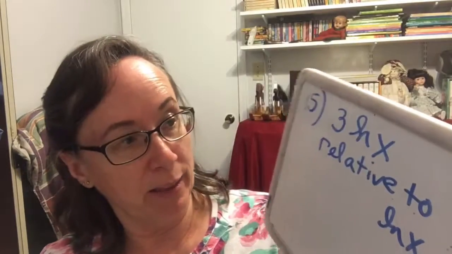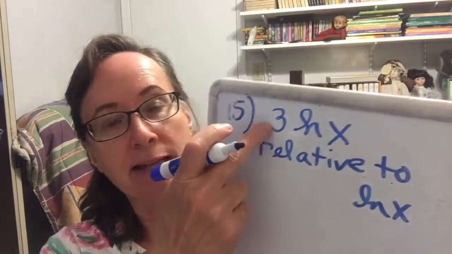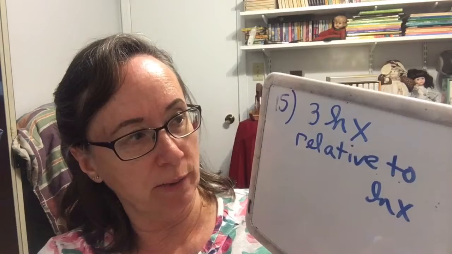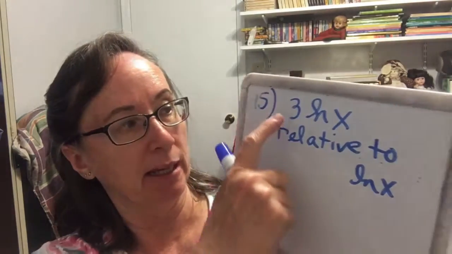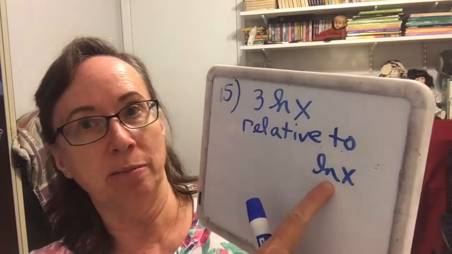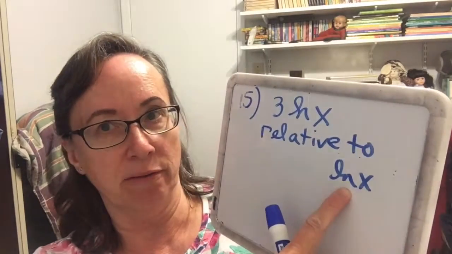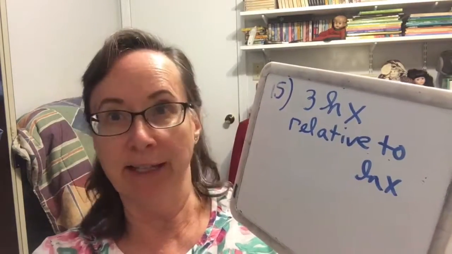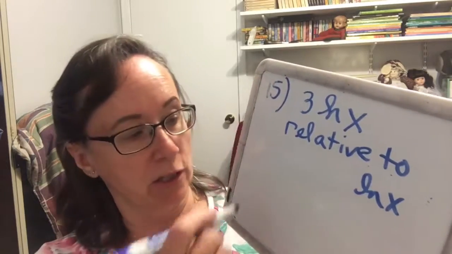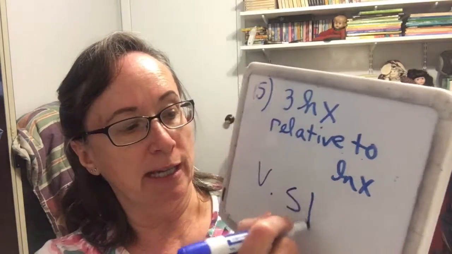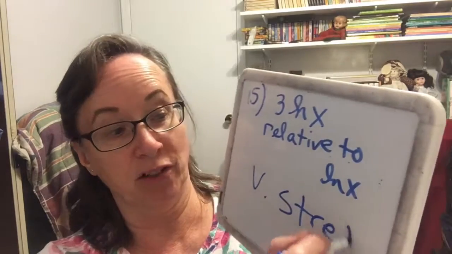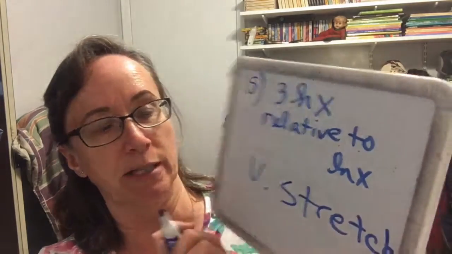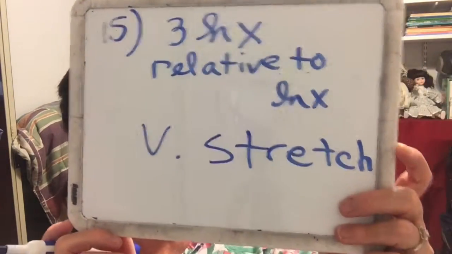All right, so now we're working on number 15, and we are to discuss what transformation is happening to get from natural log of x to 3 times natural log of x, and this should just be a vertical stretch. So vertical stretch is all we needed to put there, vertical stretch of 3 if we wanted to, but that is a vertical stretch.